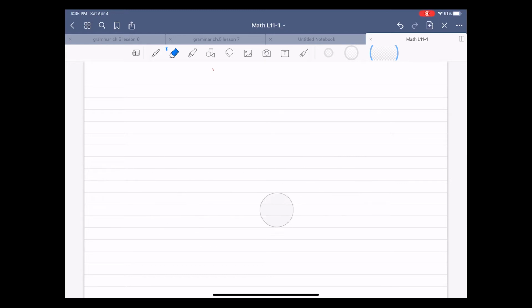Let's go to warm-up number 3. Warm-up number 3 is 71 minus z equals 55. Okay? Now, a couple things you might notice here. What's our variable? It's the letter z, but notice what's in front of the z. It's got that negative sign.